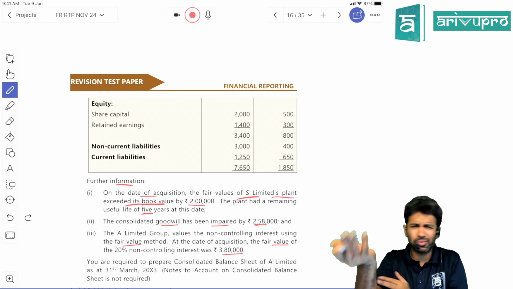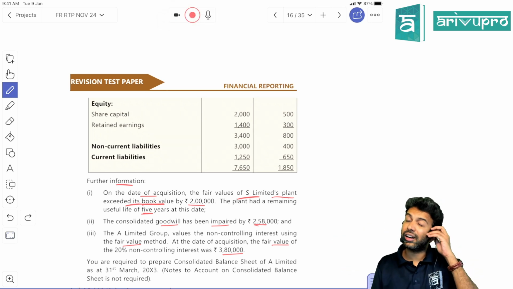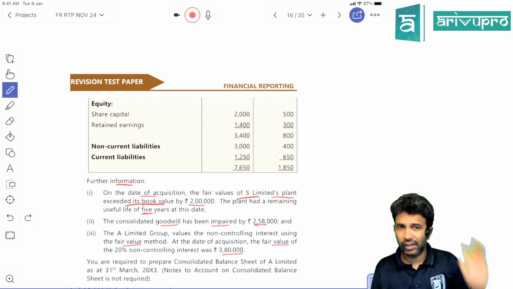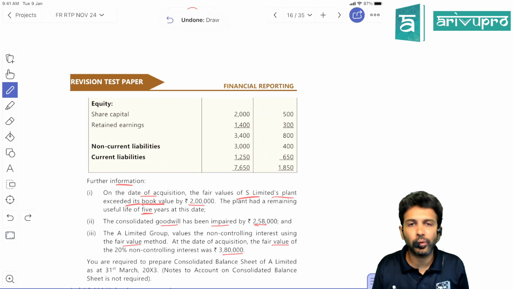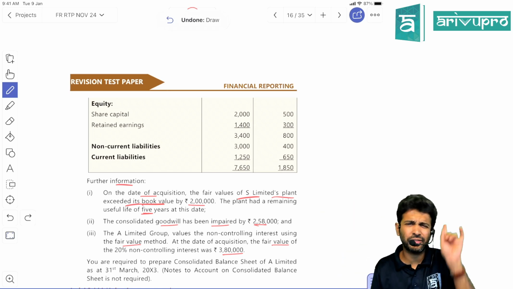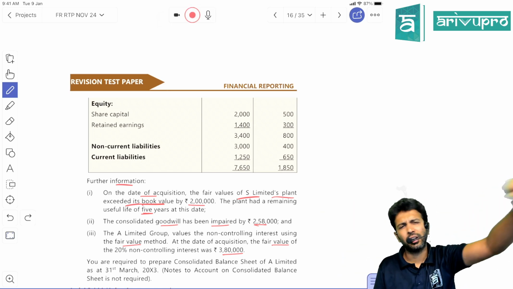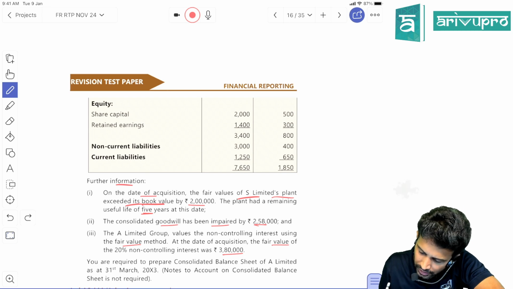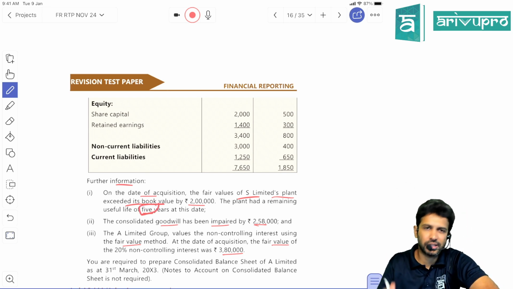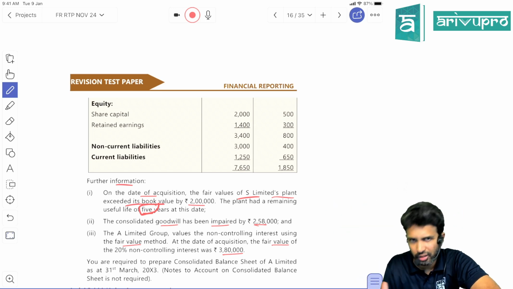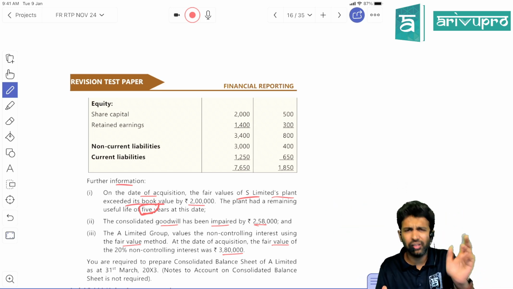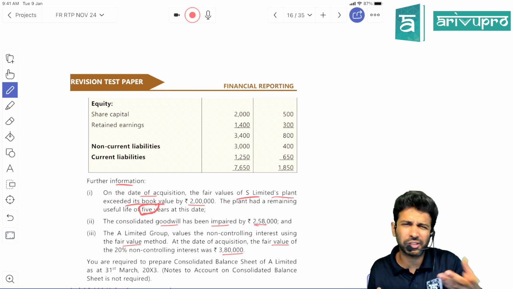And as per Ind AS 103, we know that all subsidiary's net assets have to be taken at fair value. Okay, so for consolidation purpose, we have to take 2 lakh rupees more. So this is a fair value adjustment which we have to consider for the net asset calculation. The plant had a remaining useful life of 5 years. Since we are taking value higher than carrying amount, due to this adjustment, we will get additional depreciation. All this we have studied.